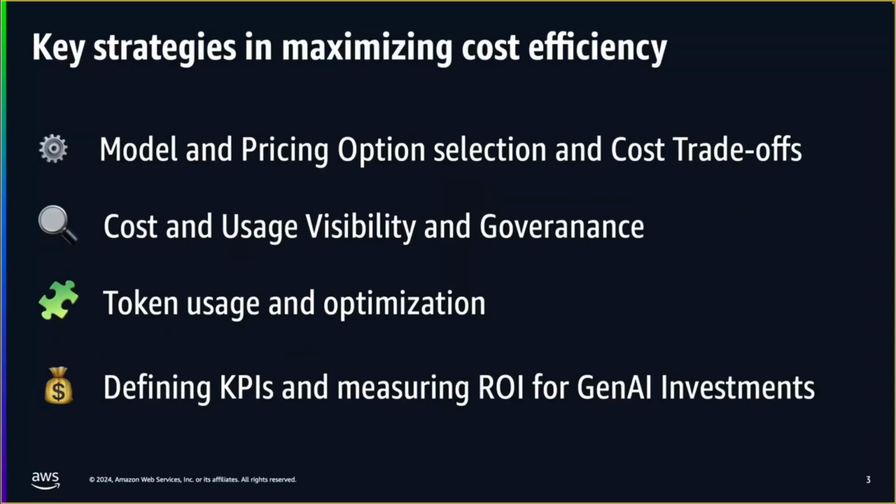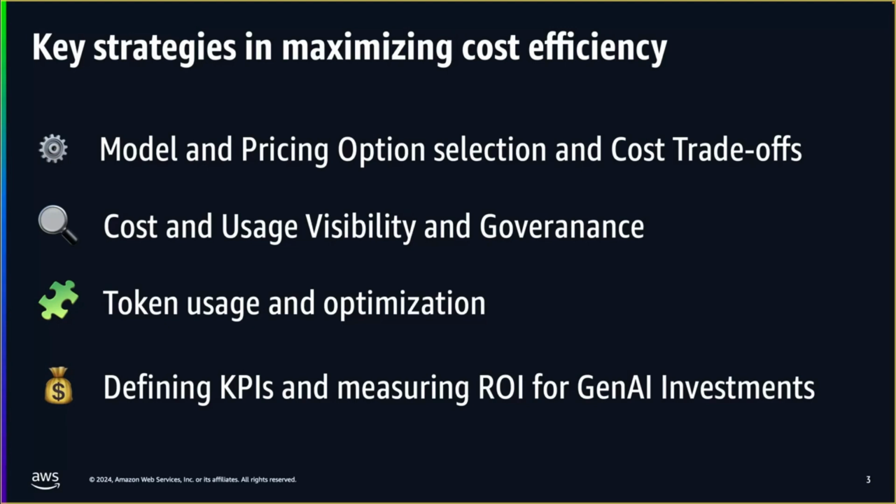When we work with customers on maximizing the cost efficiency of generative AI workloads which run in Amazon Bedrock, we usually identify key strategies or key directions where you need to focus. The first is model and pricing option selection and the cost trade-offs. We are going to talk about each of them in detail, but it's very important to understand that those choices matter significantly. Being able to reason about which model I should use for my particular use case, and when I should use particular pricing options in Bedrock, is crucial.